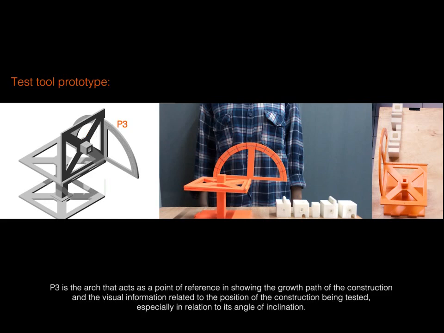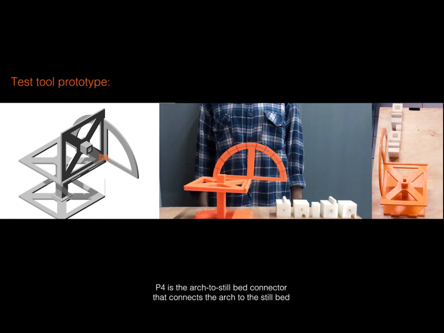P3. P3 is the arch that acts as a point of reference in showing the growth path of the construction, and the visual information related to the position of the construction being tested, especially in relation to its angle of inclination. P4. P4 is the arch to still bed connector that connects the arch to the still bed.